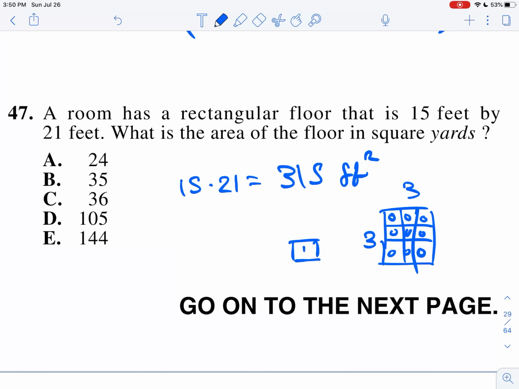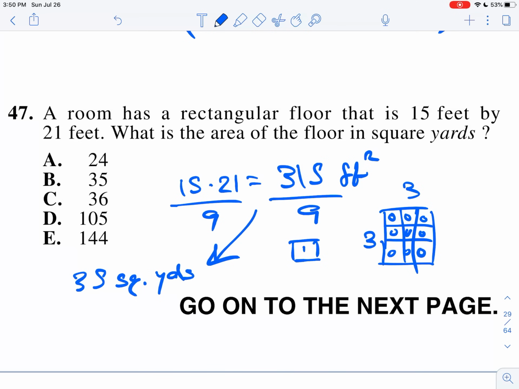So if I just take the 315, divide it by 9, I end up getting, is it 45? I don't think it is. 35 square yards. And that's your answer, because you fit 9 square feet into a square yard. So you basically just divide this by 9 to get the number of square yards. 47 is B.